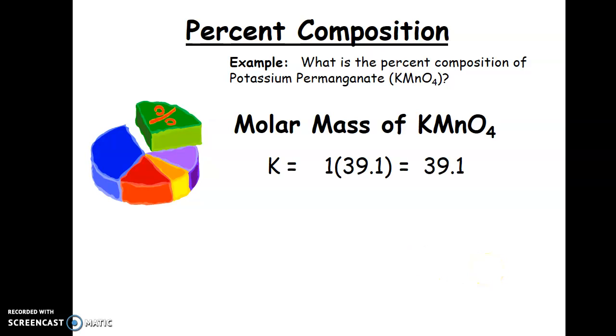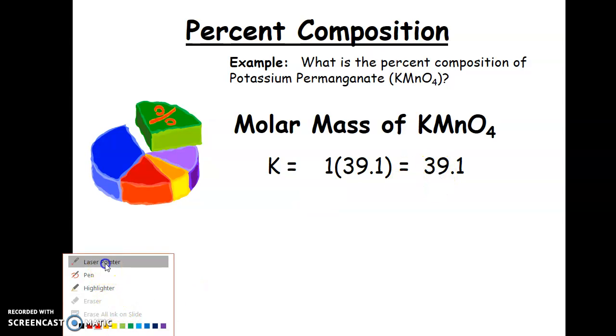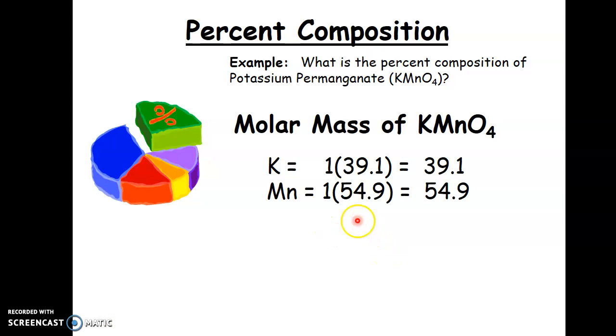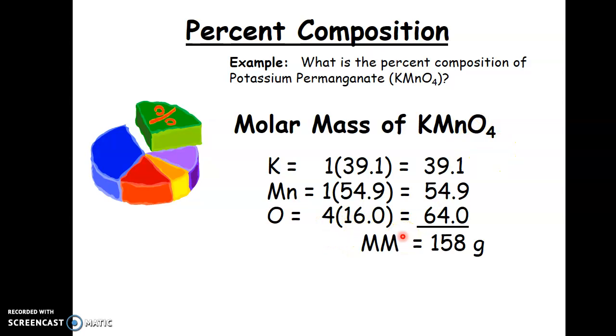We have potassium as 39.1, with just 1 mole of potassium. That will give us 39.1. Then we have manganese, 54.9, which is just 1, so multiply by 1 to get 54.9. Then we have oxygen. We have 4 oxygen. This number is the subscript to oxygen, which affects only oxygen. So you have 4 times 16 to get 64. The total mass will be 158.